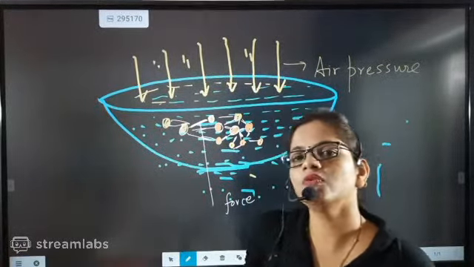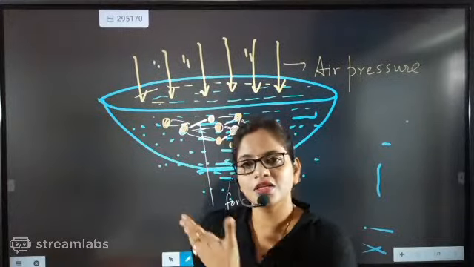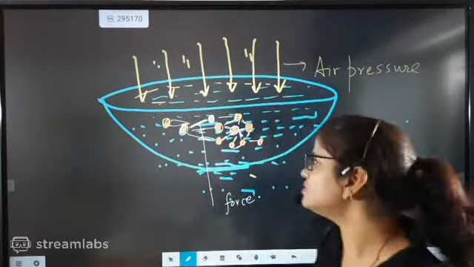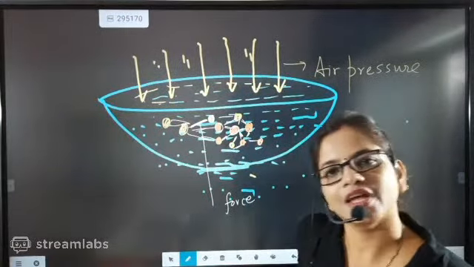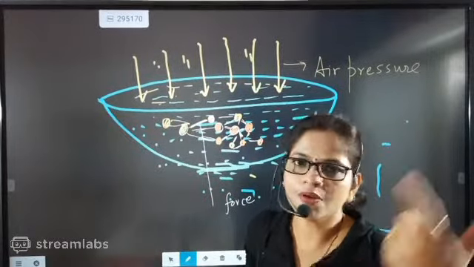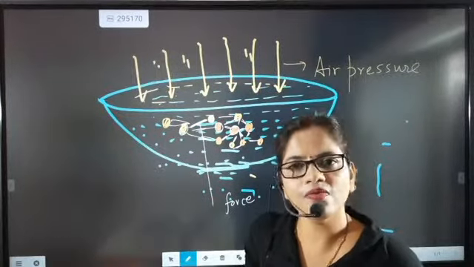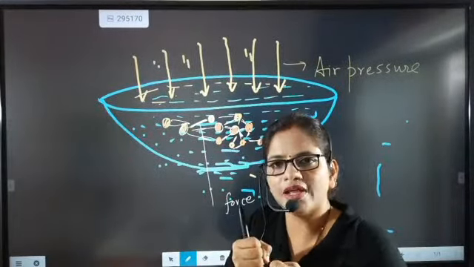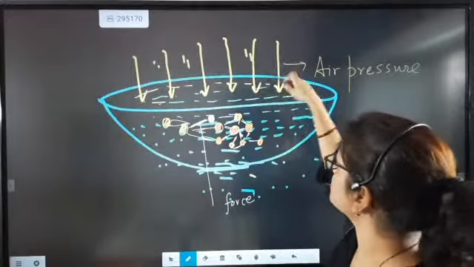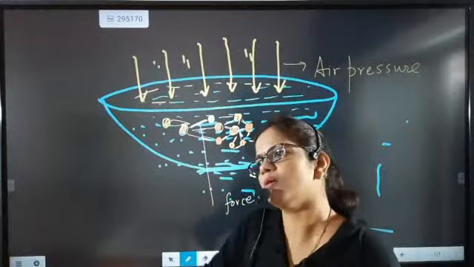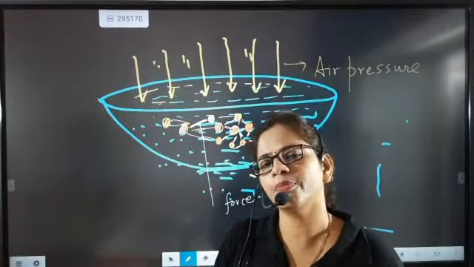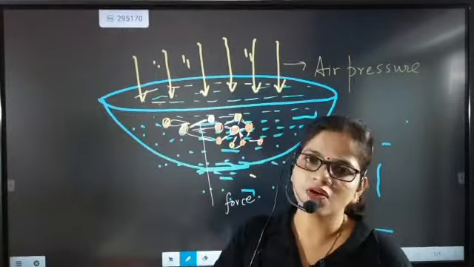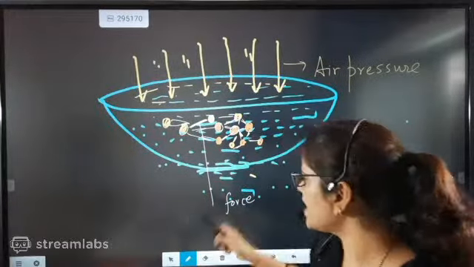Then you will ask, ma'am, you are telling that these two are opposing the particles from getting converted into vapor, then how will they get converted into vapor? That means they will always be in liquid, and there will be no evaporation, because the intermolecular force is binding them together, and the air pressure is not allowing them to come out from the surface in the form of vapor. So these two will always oppose, and the liquid will always be liquid. It will not come out in vapor form in the absence of heat.